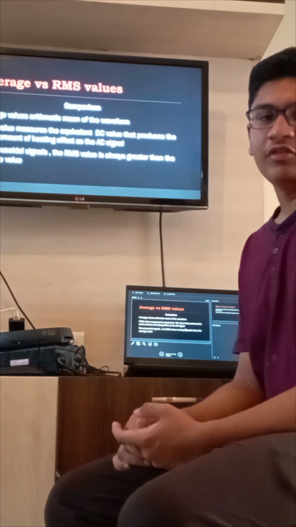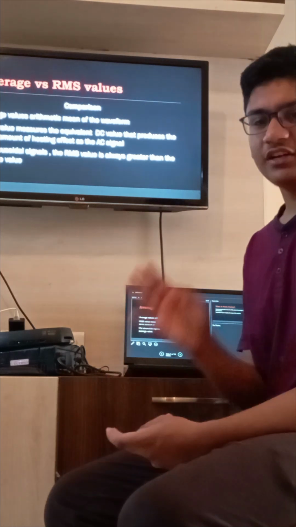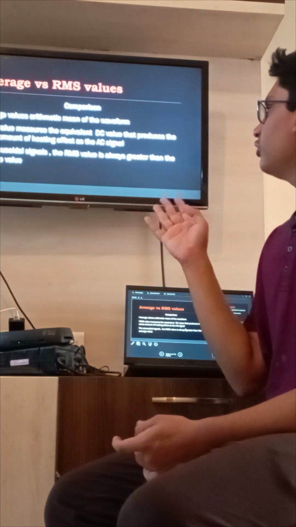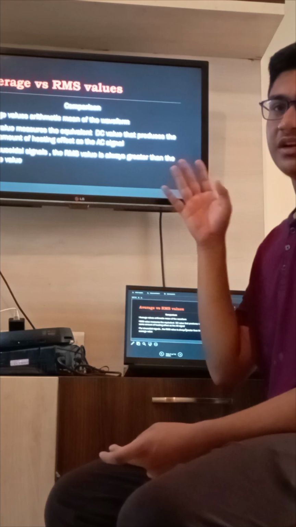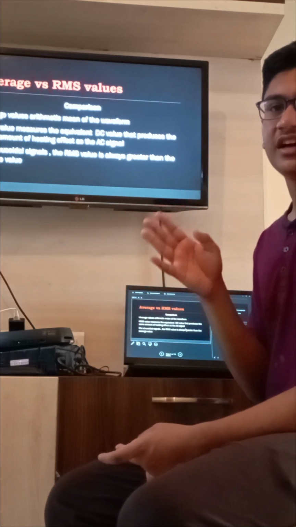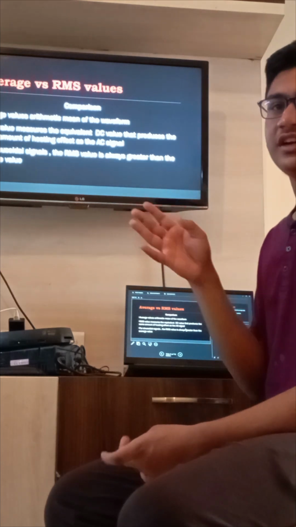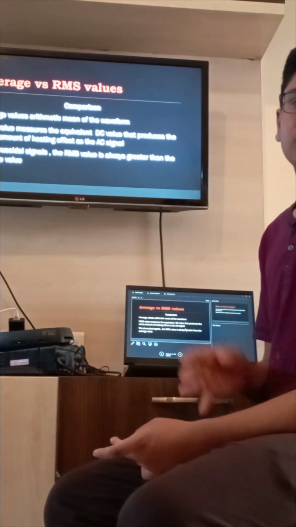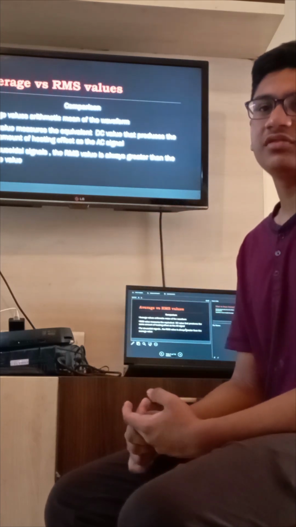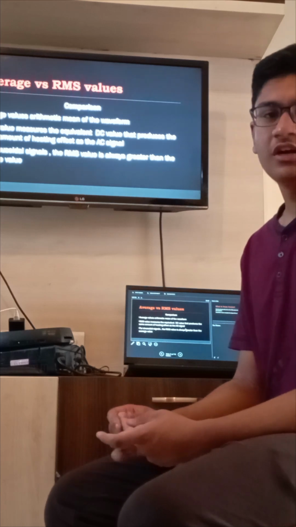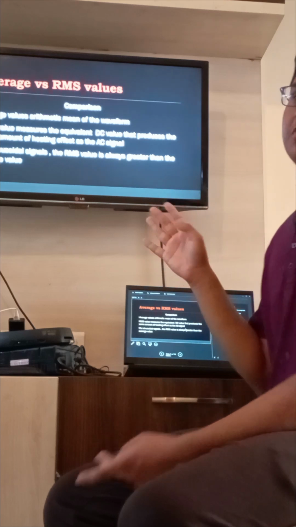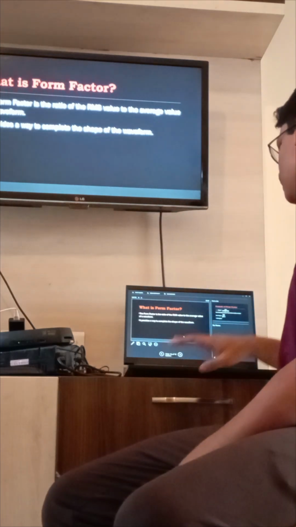Now let us compare average and RMS values. Average value is the arithmetic mean of the waveform. It gives us the arithmetic mean of all the instantaneous values. RMS value measures the equivalent DC current which would produce the same amount of heat in the load as the AC waveform. And for sinusoidal signals, we have found out that the RMS value is always greater than the average value, because RMS is V0 by root 2, which is greater than 2 V0 by pi for any peak value.